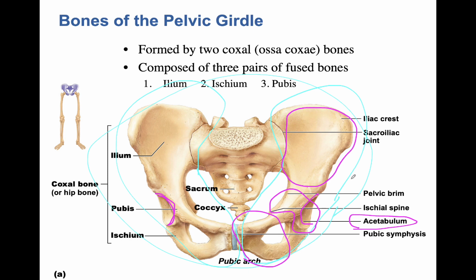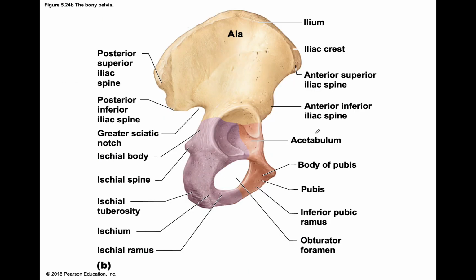Everything on this illustration is on your list. Be sure that you're able to label this for the lab exam. Here is one coxal bone, and this is going to be a lateral view, so you're looking at it from the side. This is the opening where the acetabulum actually is and where the femur binds to. So now we're talking about the bones of the leg. The femur binds here. When people get hip replacements, this is what they're fixing, replacing, or adding synthetic products to.